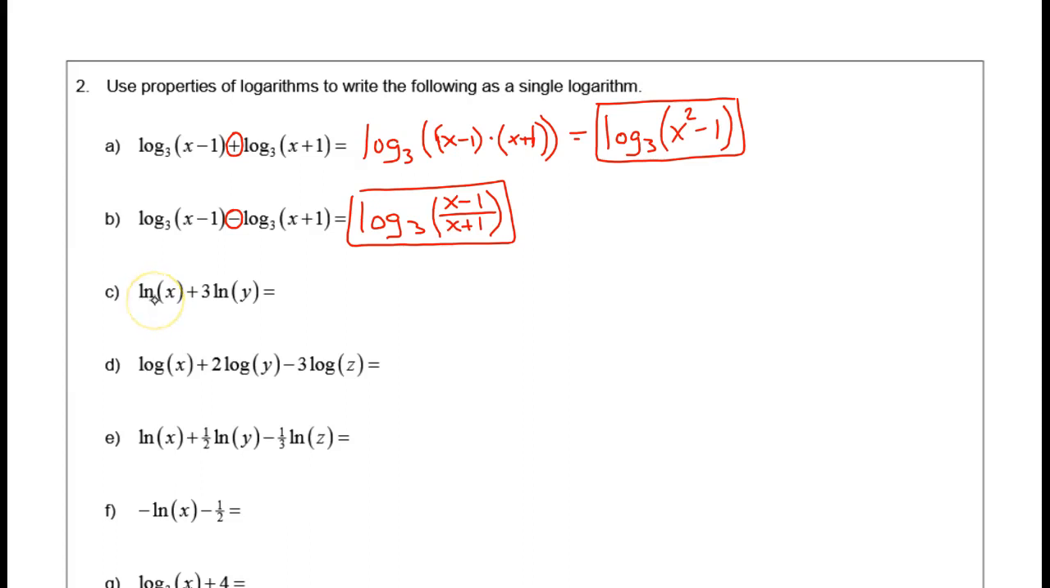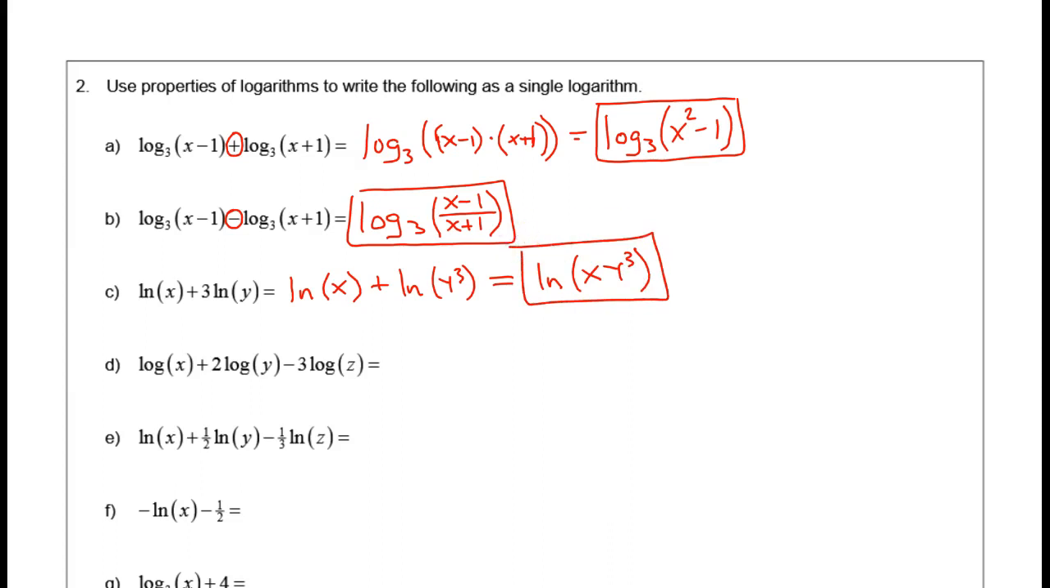Example C, I have the natural log of x plus 3 times the natural log of y. First thing I'm going to do is rewrite 3 times ln of y as ln of y cubed. Now I have the sum of two natural logs. I can rewrite that as a product. Natural log of x y cubed.